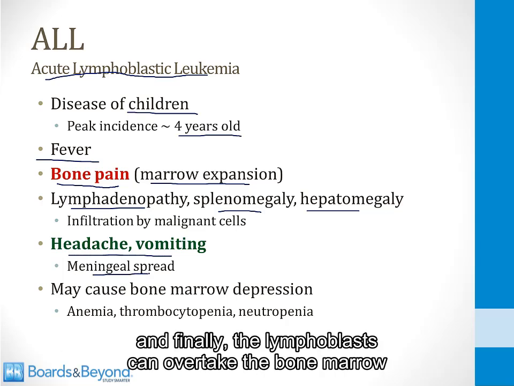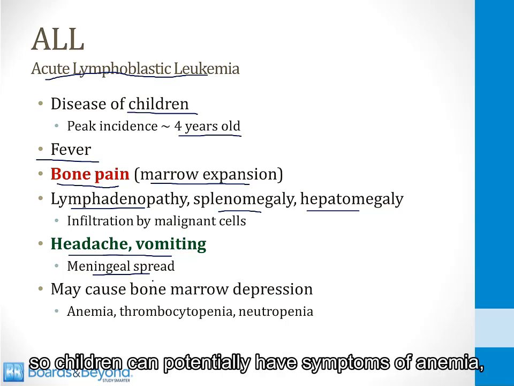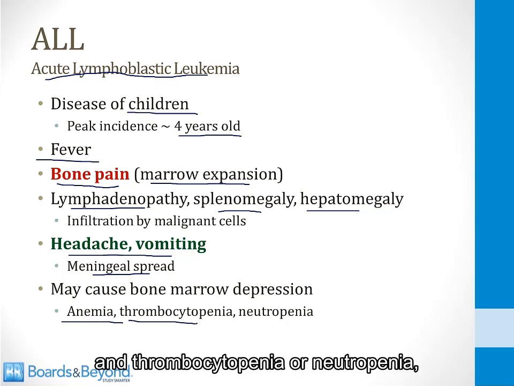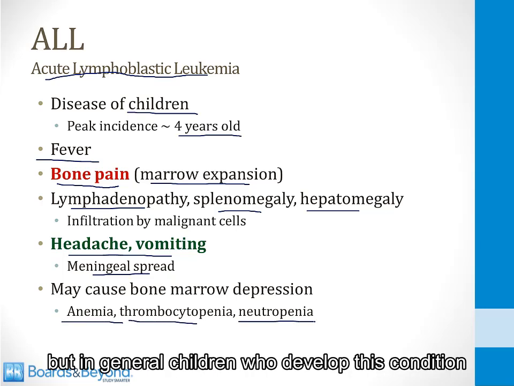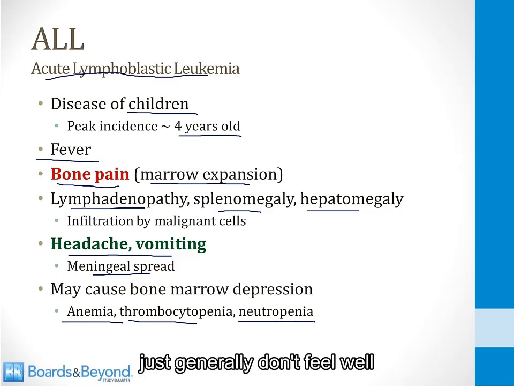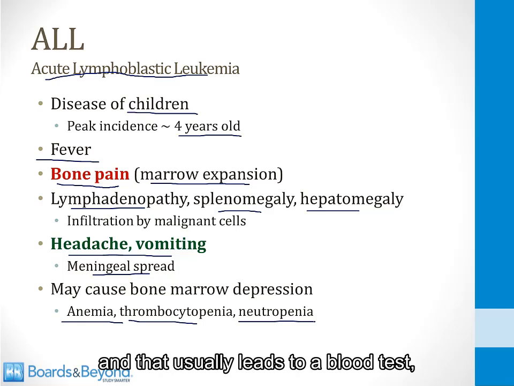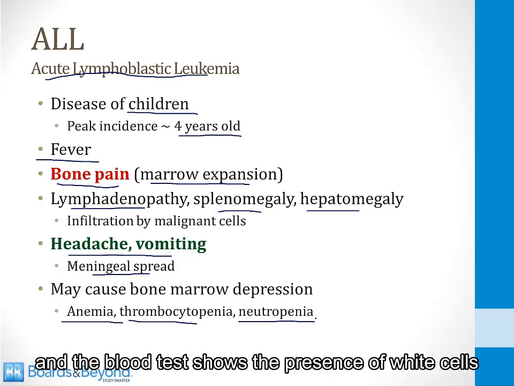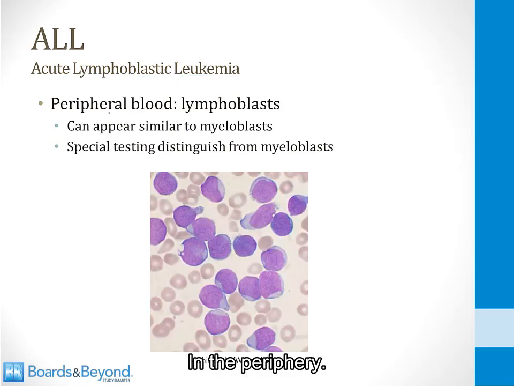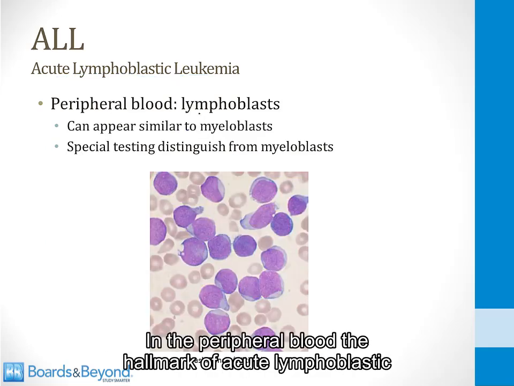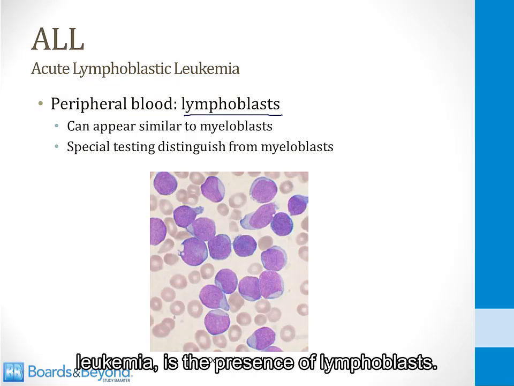And finally, the lymphoblasts can overtake the bone marrow and cause bone marrow depression, so children can potentially have symptoms of anemia and thrombocytopenia or neutropenia. But in general, children who develop this condition just generally don't feel well and are very fatigued and aren't themselves, and that usually leads to a blood test, and the blood test shows the presence of white cells in the periphery. In the peripheral blood, the hallmark of acute lymphoblastic leukemia is the presence of lymphoblasts.